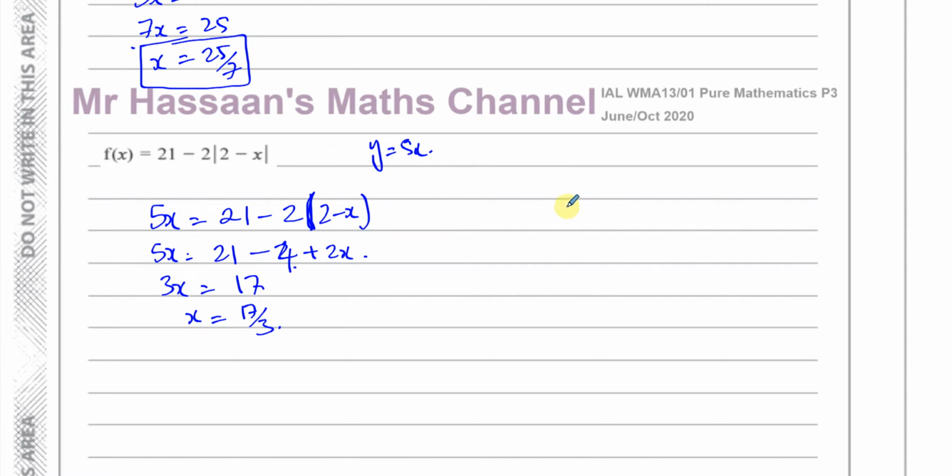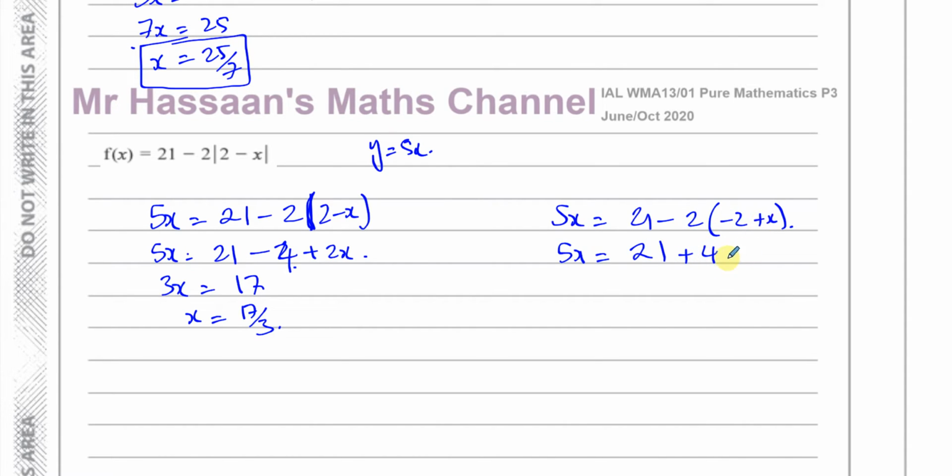And they'll say the other argument is when 5x is equal to 21 minus 2 times minus 2 plus x. So it's kind of similar in a way to what they're doing, but they're not looking at the actual graph.